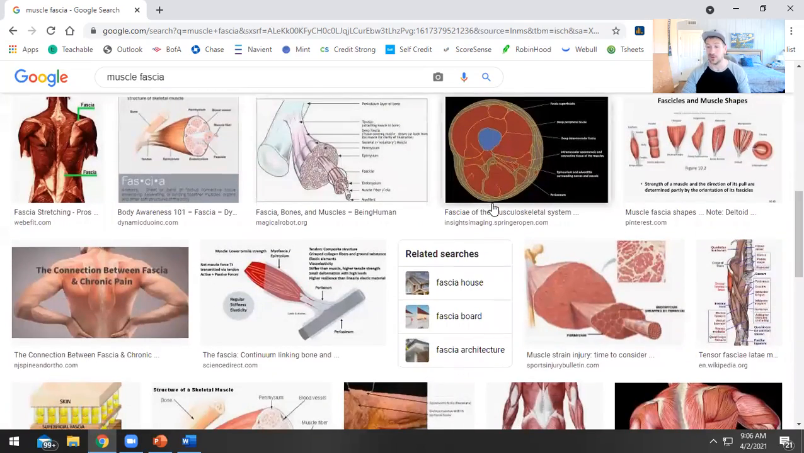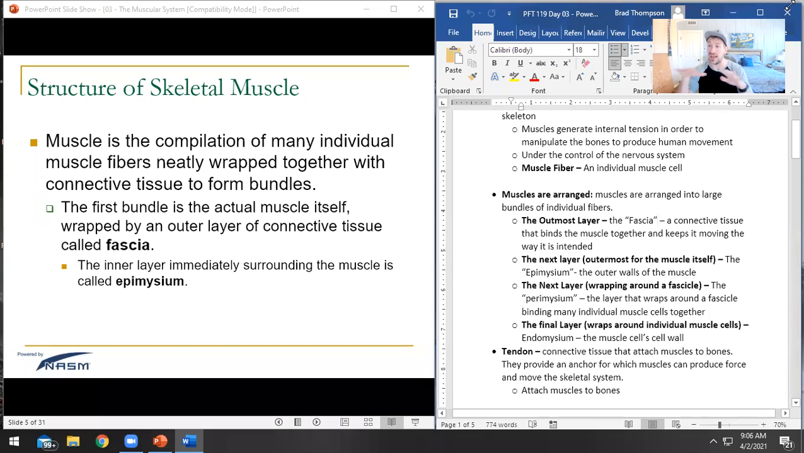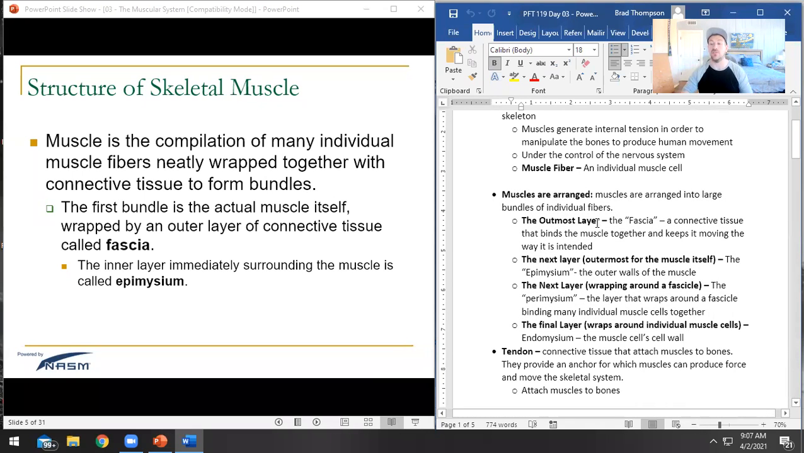You've seen fascia if you've ever been cutting a steak or a chicken breast and seen that silver skin. That's the outermost layer. So you can see these bundles we're looking at, the outermost layer. That's going to be our fascia, and it's a connective tissue that binds all of our muscles together and makes sure our muscles move in the direction they're intended to move. That's not fully part of the muscle itself. It's connective tissue surrounding the muscle, but they work very intimately together.